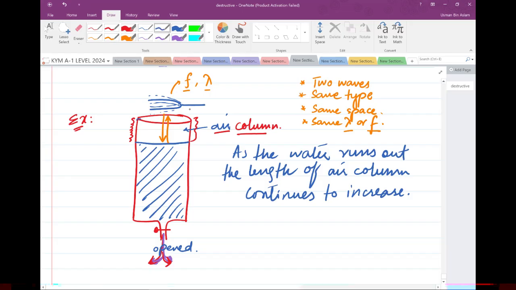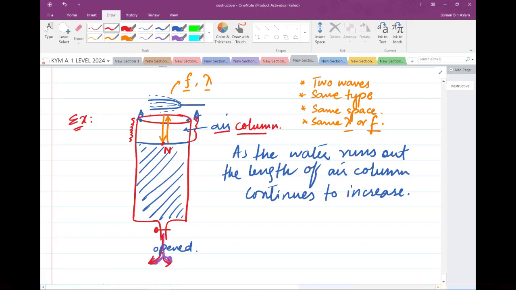Now, at this open surface where the mouth of the tube is present, because the particles are free to vibrate, there will be an antinode forming. There will always be an antinode forming there, and at the surface of the water there will always be a node forming. The surface of the water kind of behaves like a rigid surface.